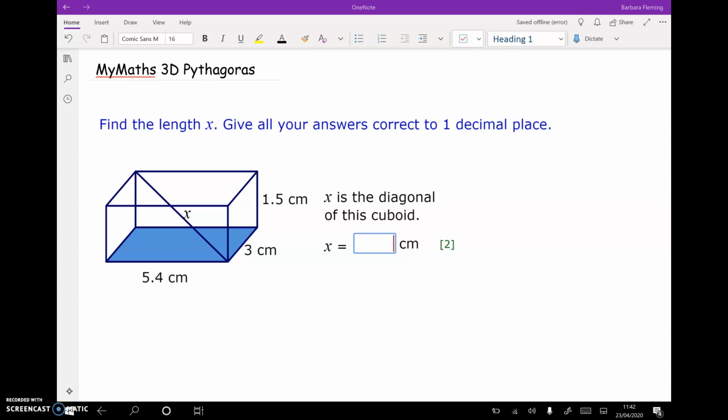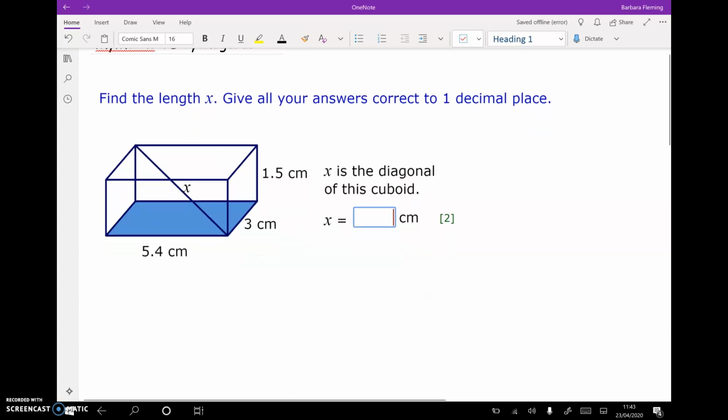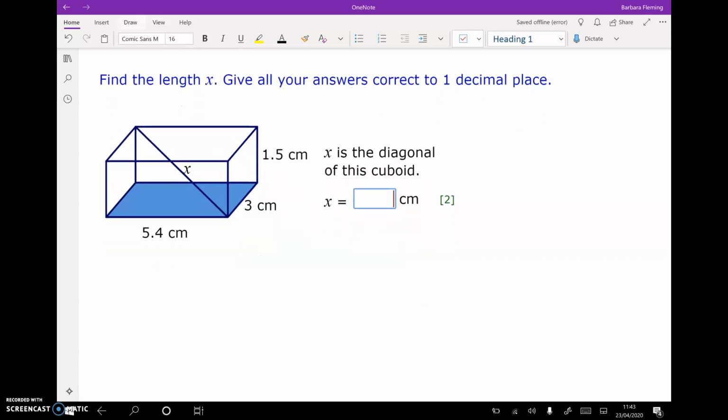So for 3D Pythagoras, this is the most standard question you tend to see. MyMaths does go on to make it a little bit trickier with the rest of them. For 3D Pythagoras, you tend to have to do 2D Pythagoras 2 times, sometimes more, and you have to visualize the 3D space as well. So we are wanting to find x, which is going through this shape, but we can't find it straight away. But let's draw out what we need to.